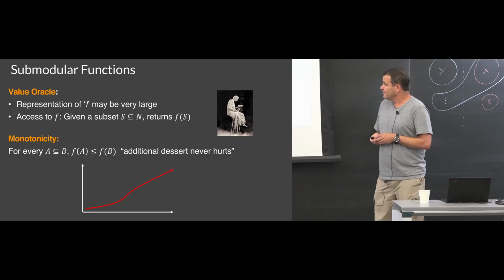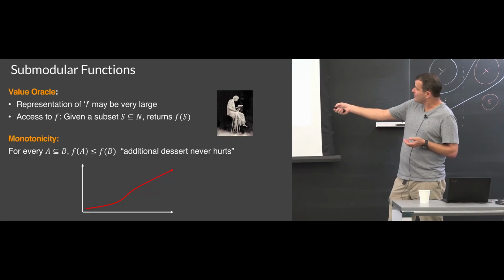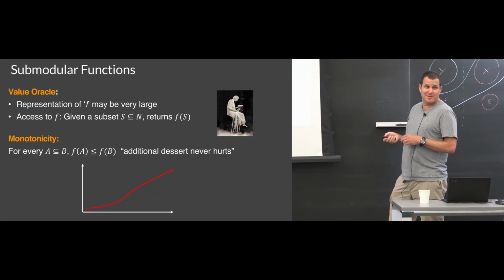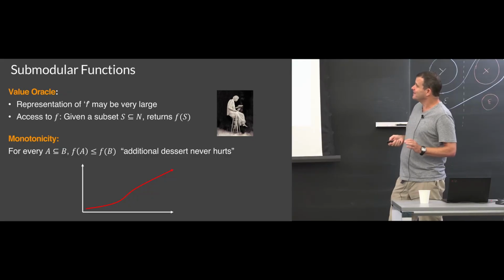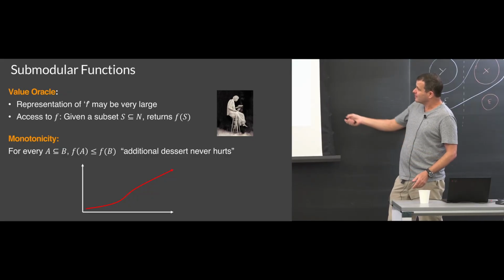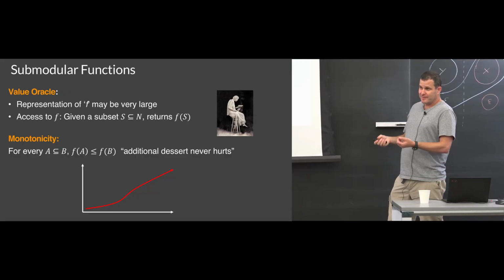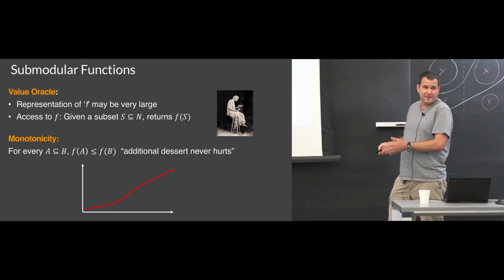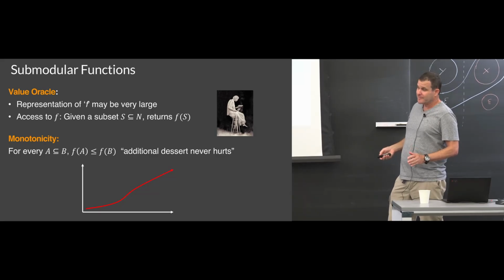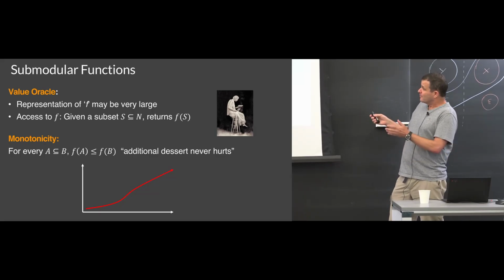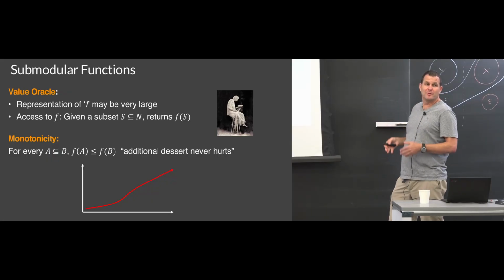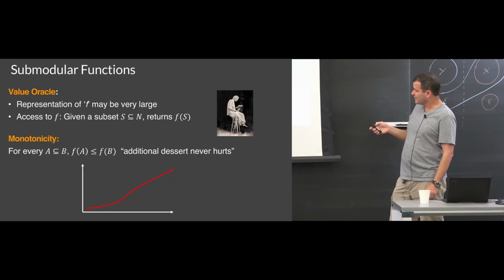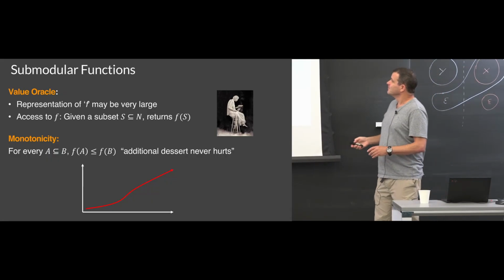Another property, which I call additional dessert never hurts, is not always true, and we will see in this talk that it's not always true. It is called monotonicity. This means that if you add more and more elements, it will not hurt you; it will only increase, or never decrease, the value of the function. As we will see, it's not always true, but at the beginning of the talk, we will talk about monotone submodular functions. Great.